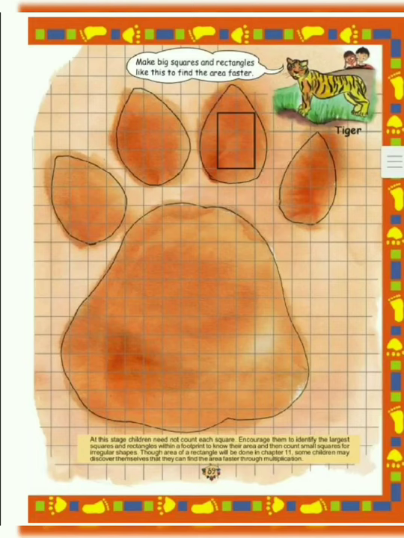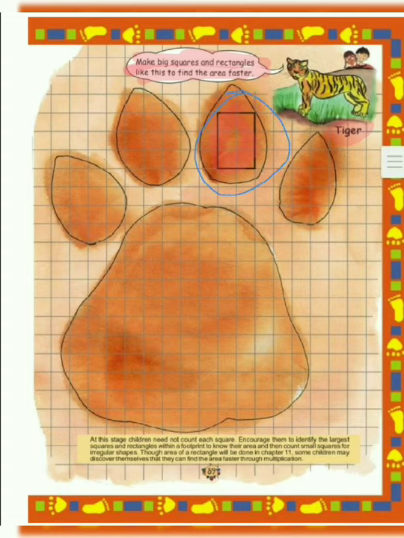Okay. Now, make big squares and rectangles like this to find the area faster. You can observe it. Whose footprint is this? Tiger's footprint. Clear? So, here one example is given like this.